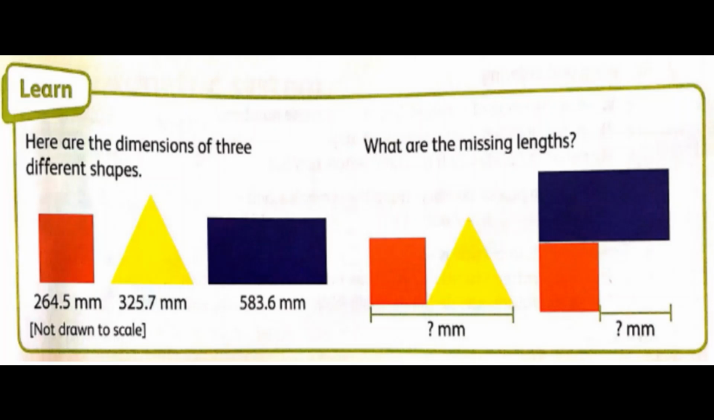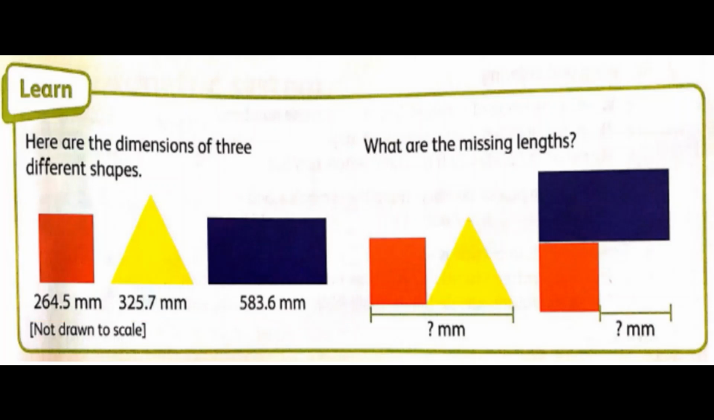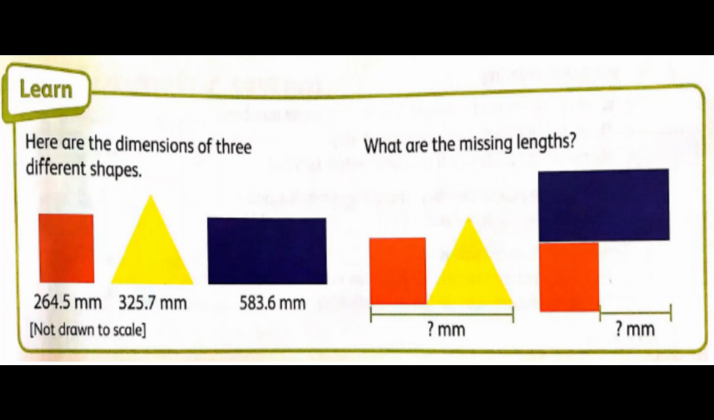So we're going to take these 3 shapes, and then we're either going to add or subtract depending on what they're asking. Let's look at the right side here and see what the directions say. The directions say, what are the missing lengths? Here we've got a square and a triangle, and we want to know what the missing length is from this side to this side in millimeters.